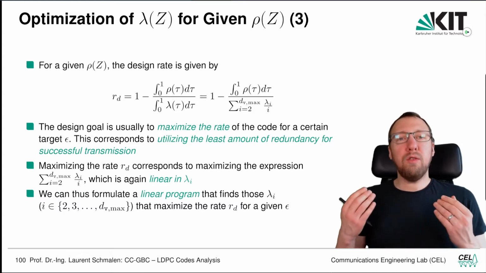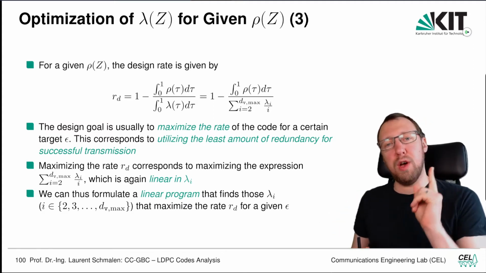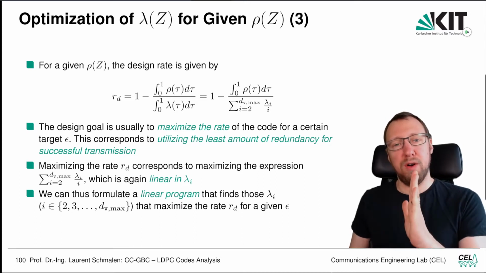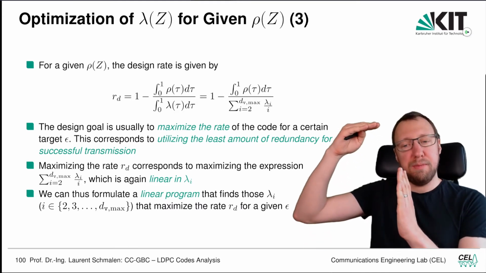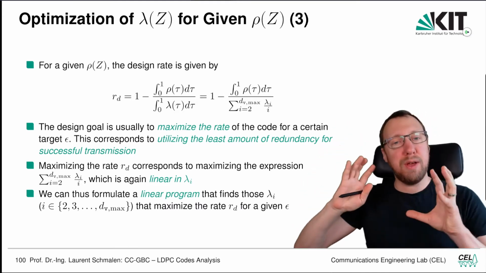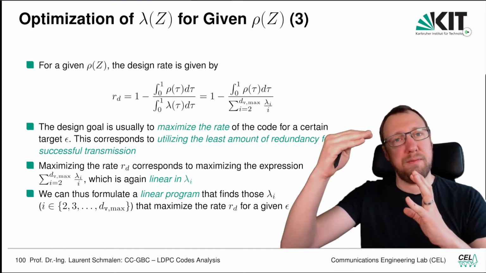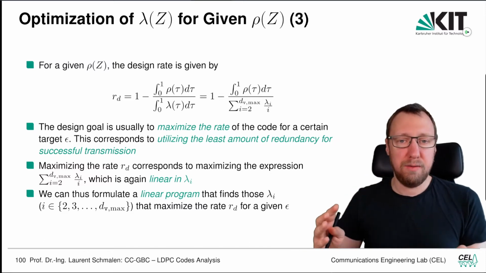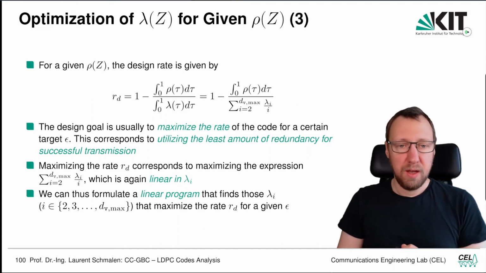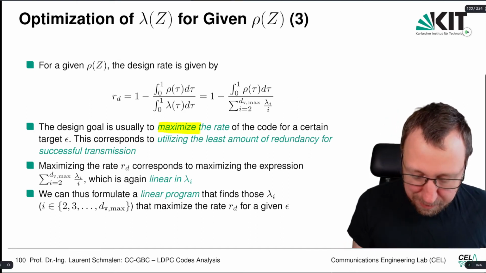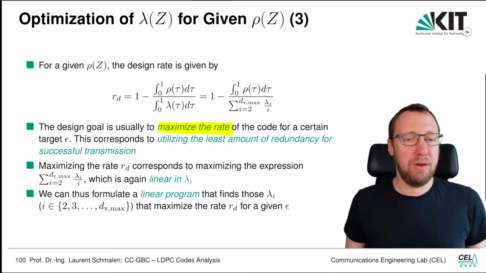We want to maximize the rate of the code. We want to find a code that converges for a specific rho of z. It should be able to converge, but it should have the highest possible rate, because that means we can put the most amount of information into our code word. We don't want a code with a very low rate. We want a code that has the highest possible rate for a given condition. So usually we would like to maximize the rate. And now let's see how we can do this.